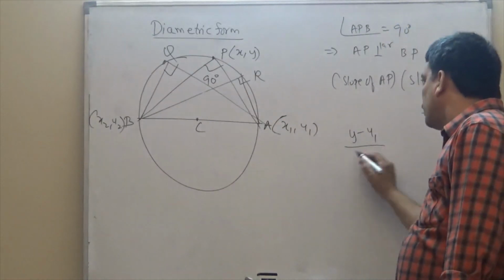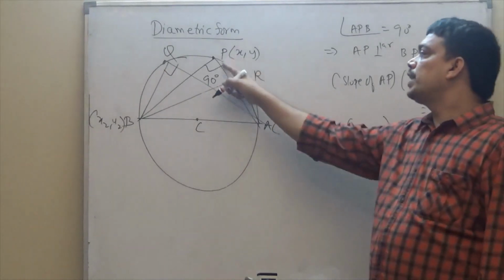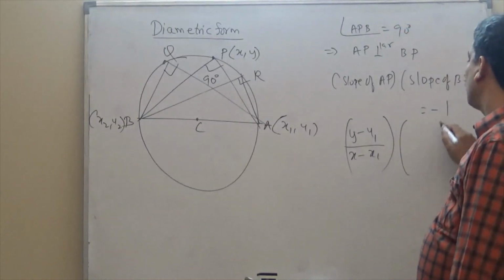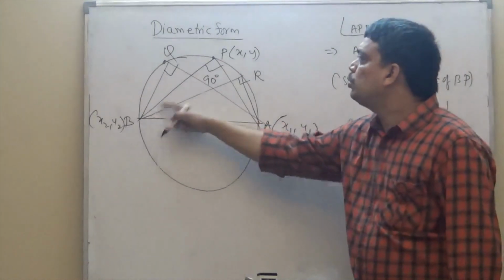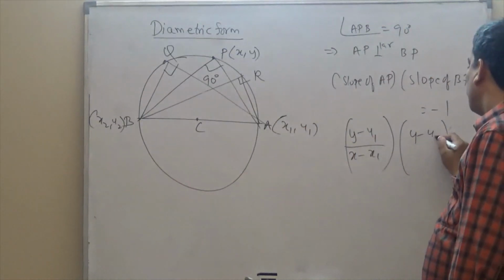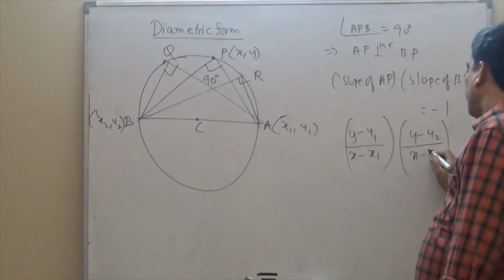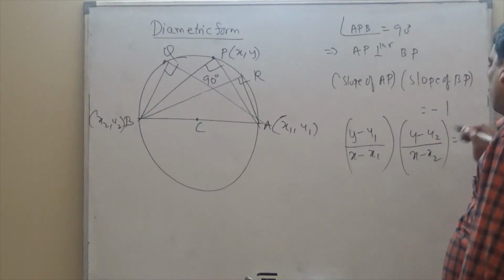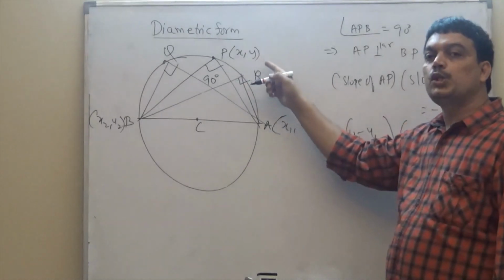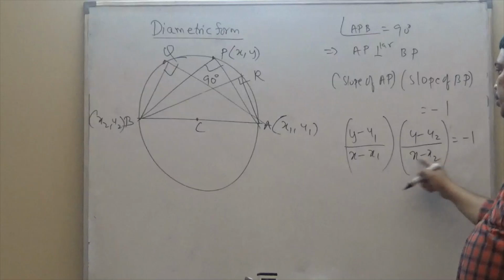So, for the line AP the slope is given by (y minus y1) by (x minus x1). In a similar way, the slope of BP is the difference in y coordinates, y minus y2, divided by the difference in x coordinates, x minus x2. So this product is equal to -1. When we simplify this, we will get the locus of the point (x, y), which is going to be our circle equation. Let me cross multiply and write the denominator on the other side.